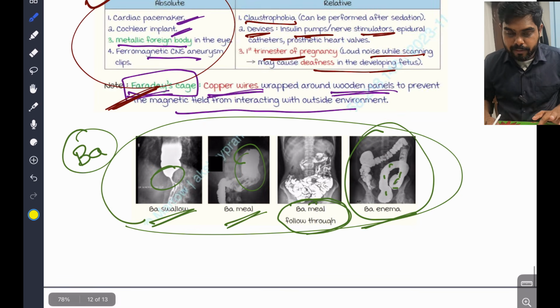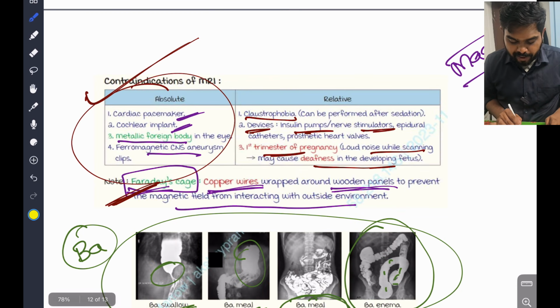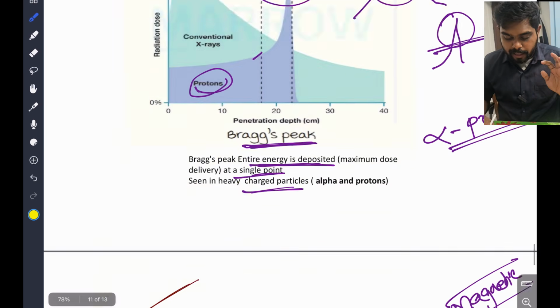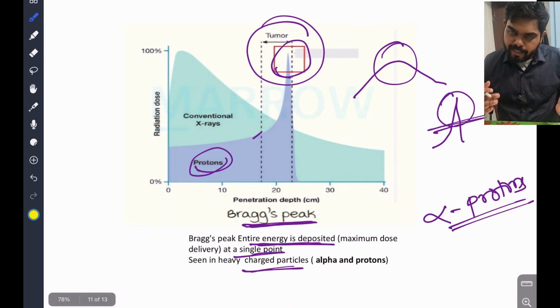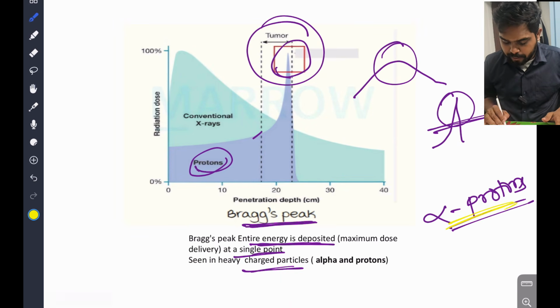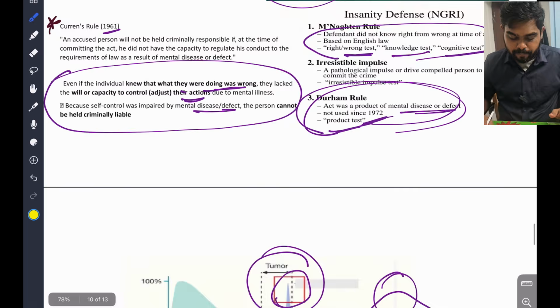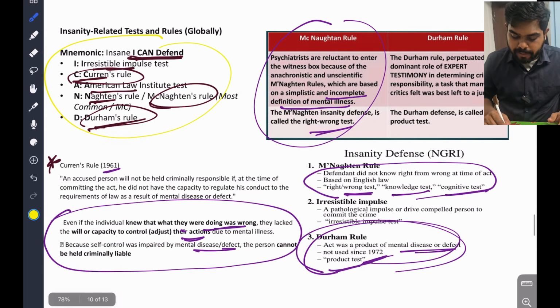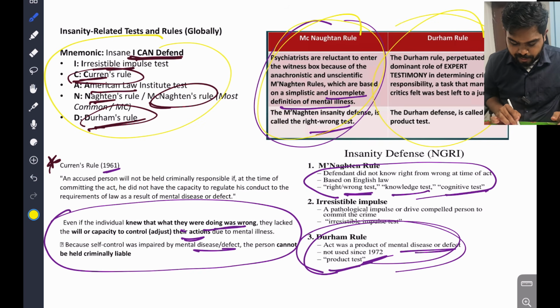So this barium topic, MRI contrast and Faraday cage are also very important. And Bragg's peak can come again as a question, alpha particles and protons, which is important. And there are some rules; if you want, just Google them. It is difficult. Magnan's and Durham and Currie's rules are easy. All are related to insanity.